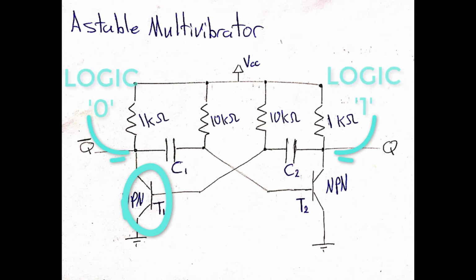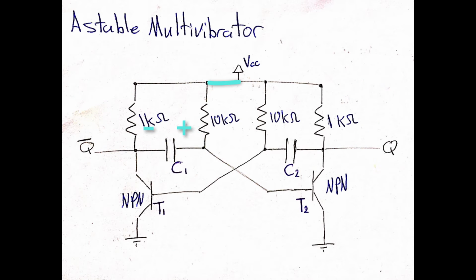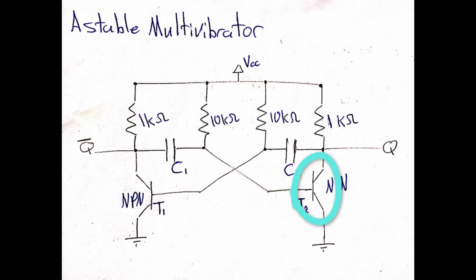So at this point, we have the following outputs. Okay, now this capacitor will start charging until it reaches the right-hand side transistor on voltage, which is typically 0.7 volt. Now let the game begin. When the right-hand side transistor is turned on, the terminal Q is shorted to ground. At this instant, the left-hand side transistor will be driven to ground, leading it to be turned off.